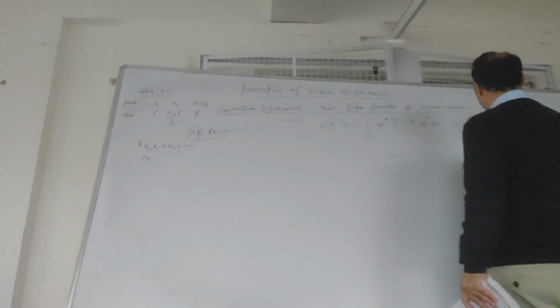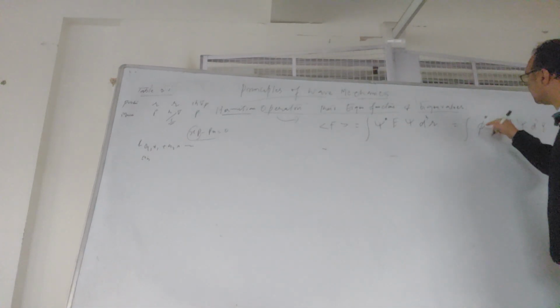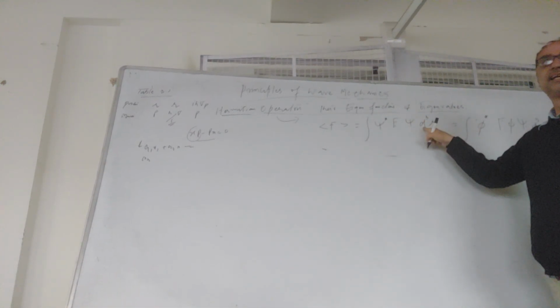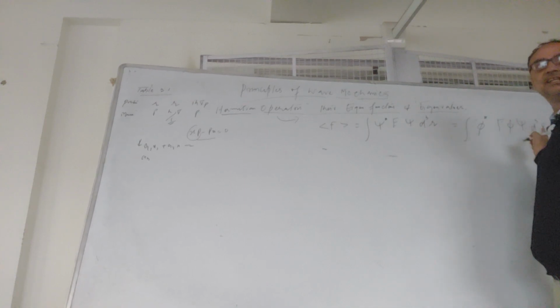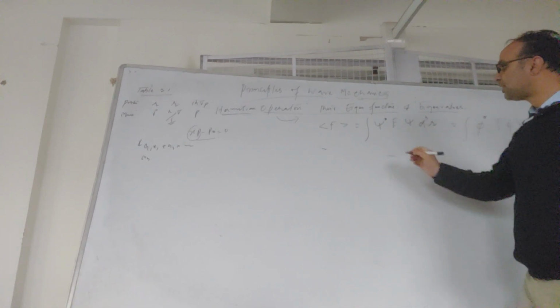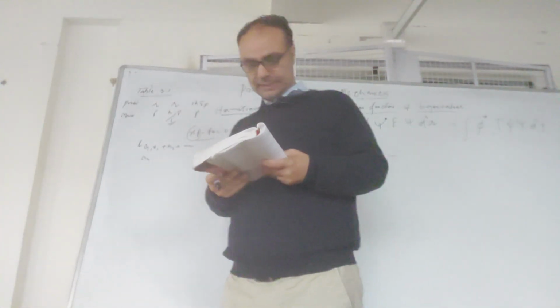Sorry, it's phi. It's phi. यह phi है, यह psi है. यह position space है, यह momentum space है. तो यह expectation value हम निकालते हैं ऐसे. That's it.